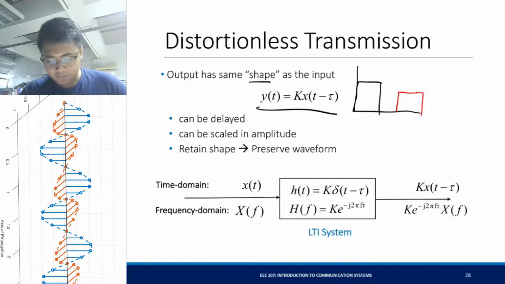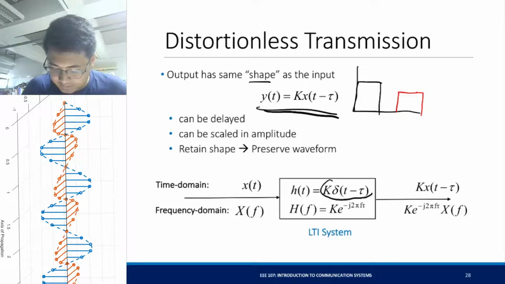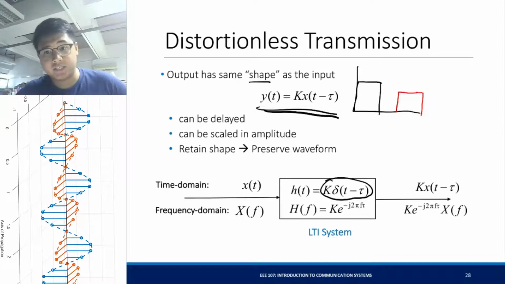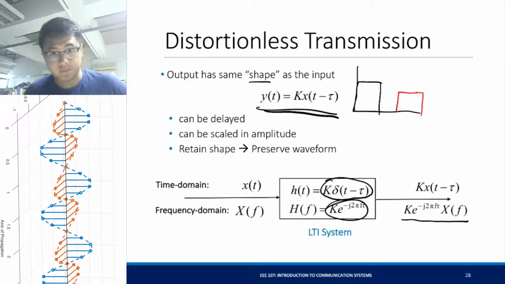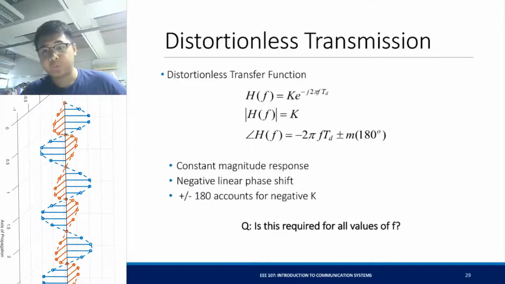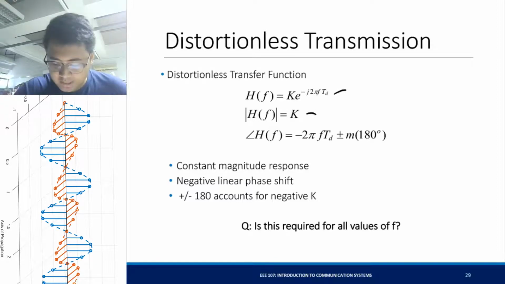Right? So in the time domain, it looks like this. An LTI system that does that has a response like this, just a delta function, or impulse function, that is delayed with respect to time. That's your impulse response. And the frequency domain looks like this. So basically, the output is equal to this in terms of its frequency response. Okay. So the transfer function basically looks like this. If we decompose it into its magnitude and phase spectrum, the magnitude should be constant.